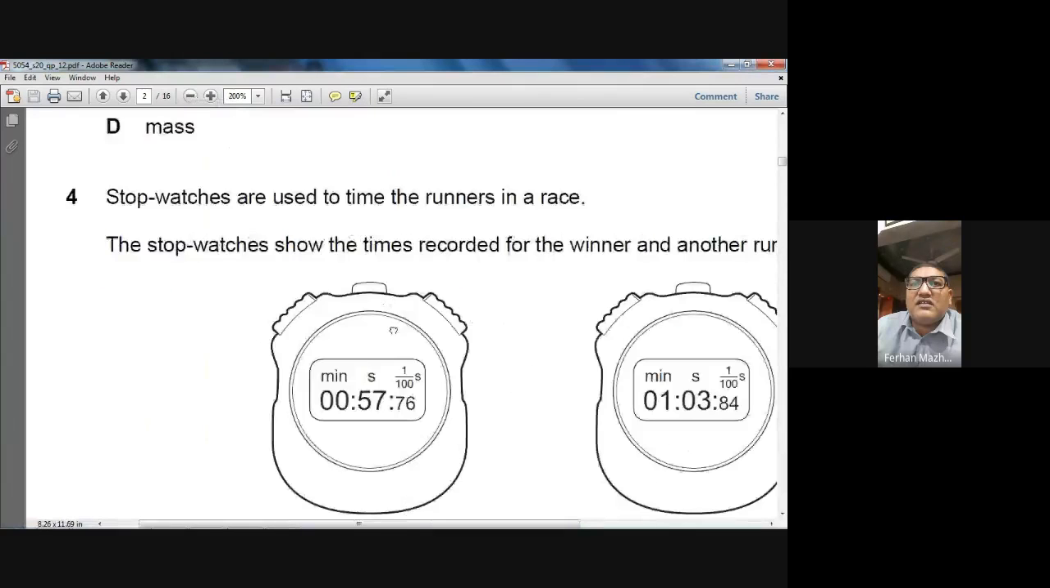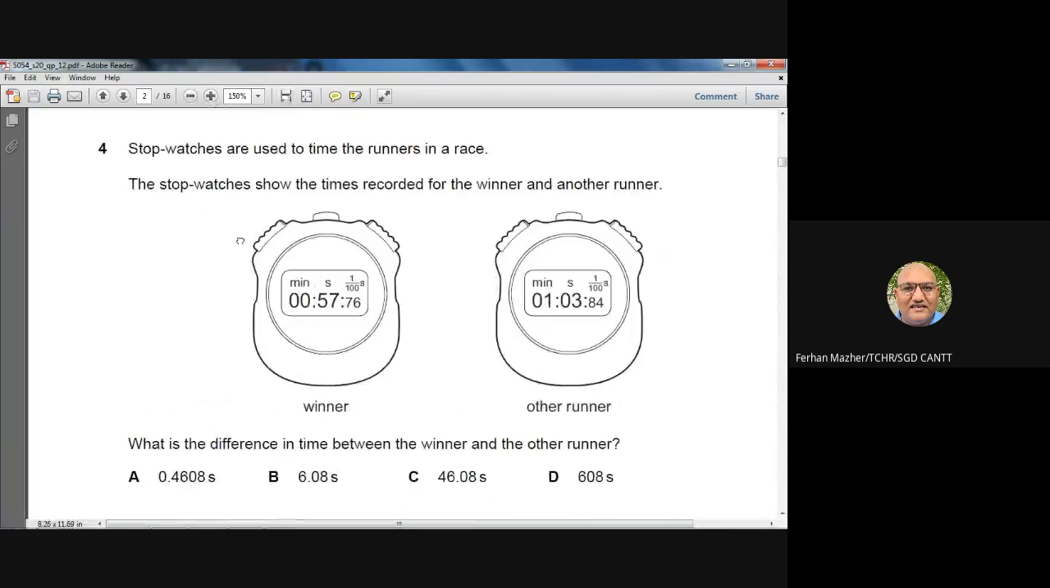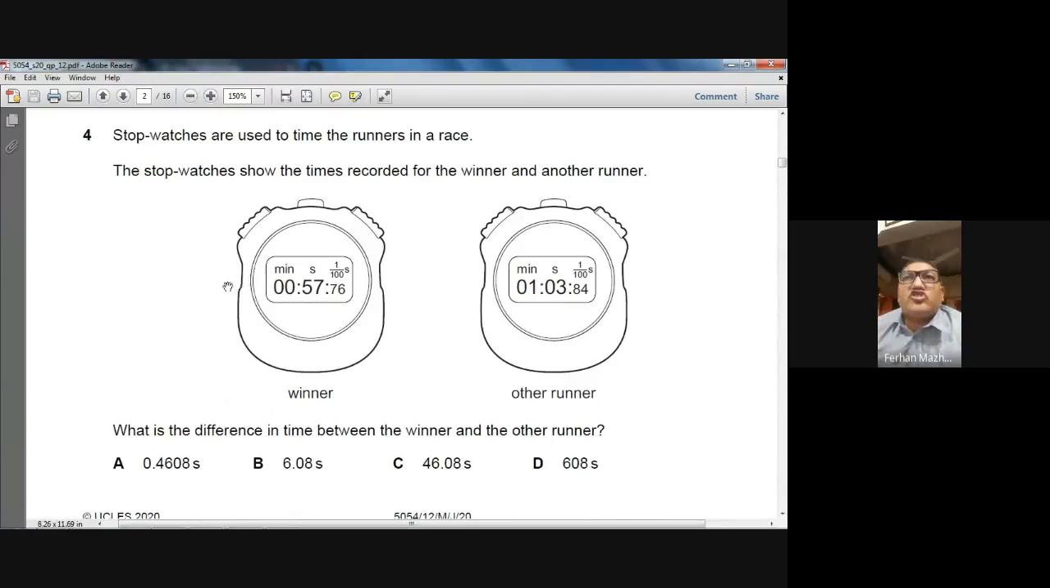Next question. The next question is on your screen. Stopwatches are used to time the runners in a race. The stopwatches show the times recorded for the winner and another runner. So the time shown here is minutes, seconds, and hundredth of a second. Hundredth means 1 by 100. So the winner's time is 57.76 seconds.